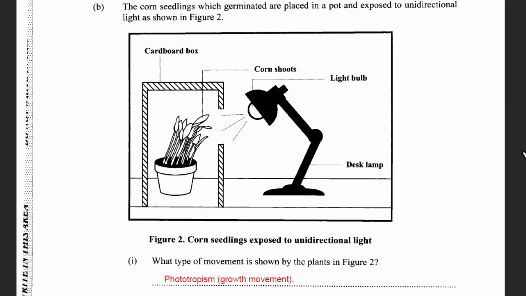Let's take a look at B. The corn seedlings which germinated are placed in a pot and exposed to unidirectional light as shown in figure 2. Basically that means light coming from one direction. So here we have the light bulb, the corn shoot and a desk lamp. We can see clearly that the corn shoot is growing towards the opening where the light is entering, in the direction of the light basically. So what type of movement is shown here? Well, this is a growth movement or a plant movement, and this is phototropism. It's just one mark. Answer that, you're good to go.